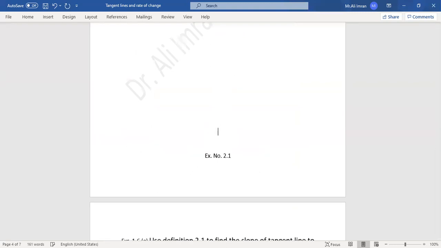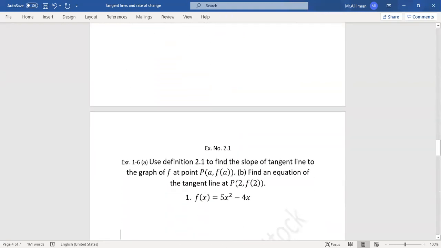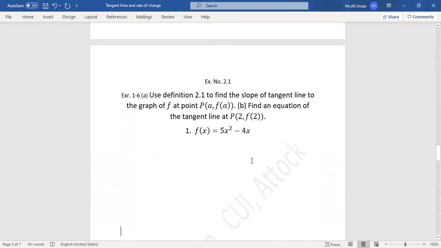Now we will do some questions from the exercise. Exercise 2.1, questions 1 to 6. Use definition 2.1 to find the slope of the tangent line to the graph of f at point P. And part B, find an equation of the tangent line at point P, 2 comma f of 2. This is the formula.